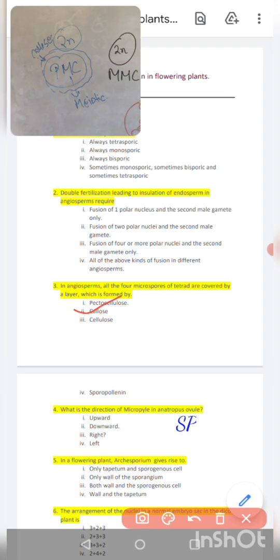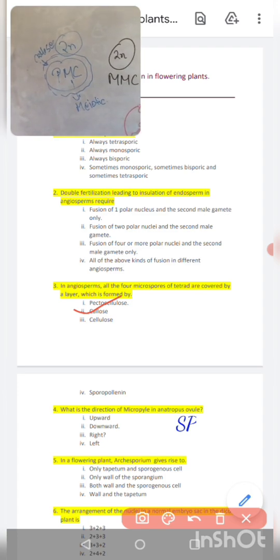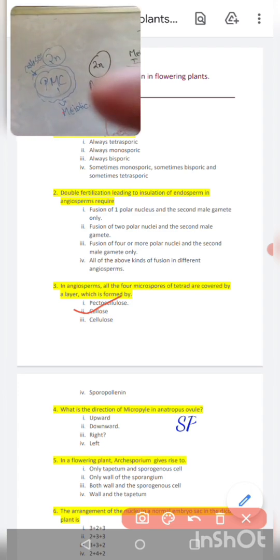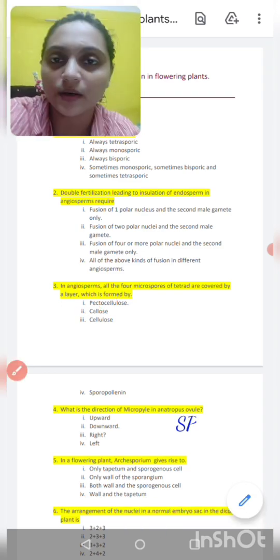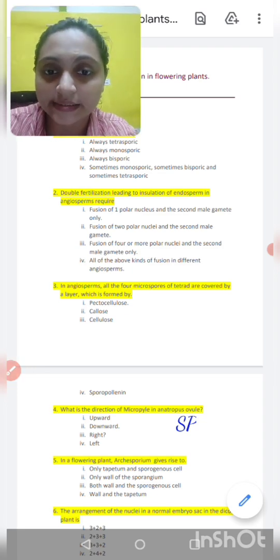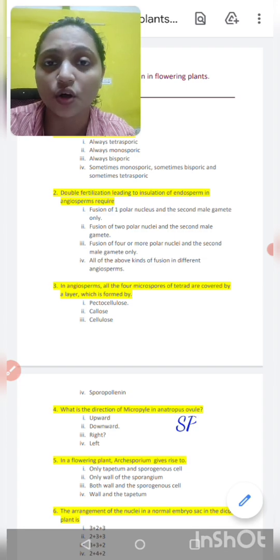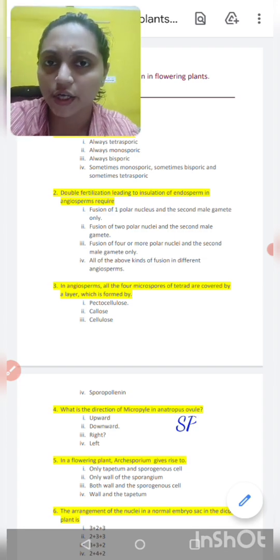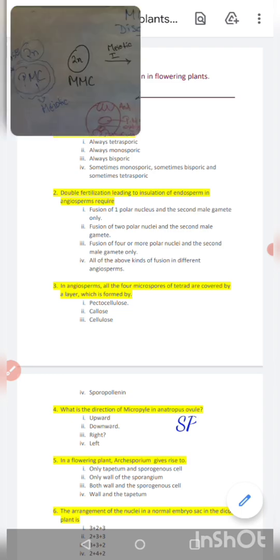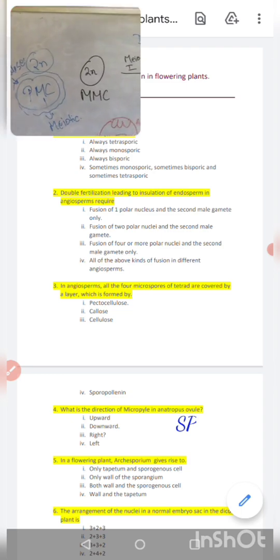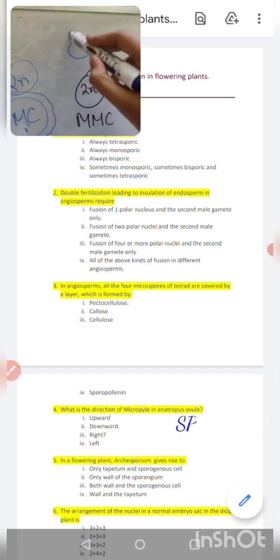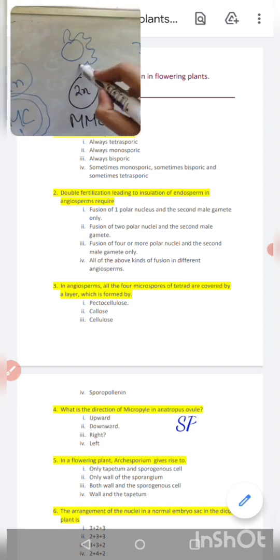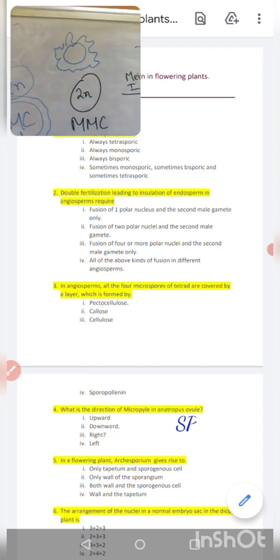Then student, the cellulose. You all know that cellulose is the main composition of the plant cell wall. And then comes the sporopollenin. Sporopollenin is the component which is present on the outer surface of the pollen grain. So student, you have studied the structure of the pollen grain. Pollen grains can be of different shapes, but basically they are spherical, and the outer layer is spiny.